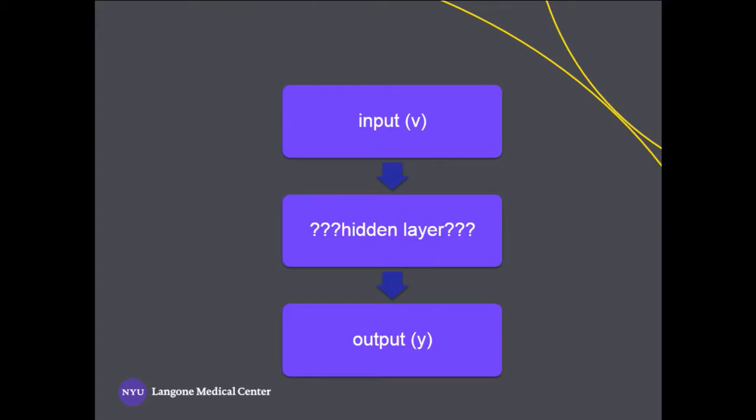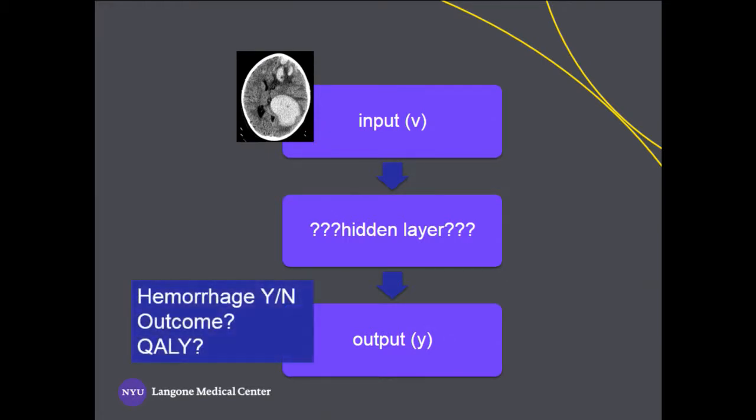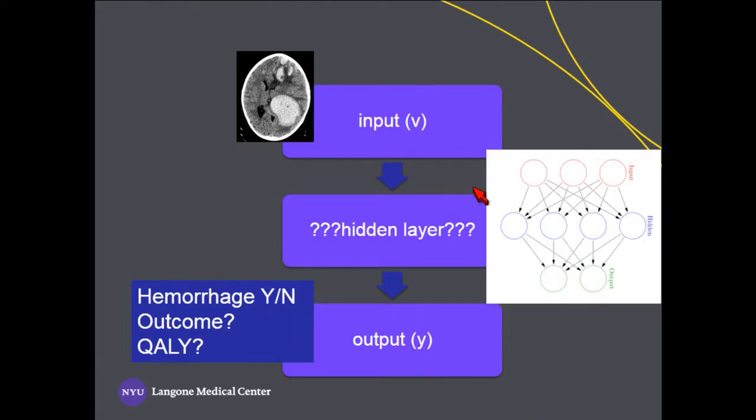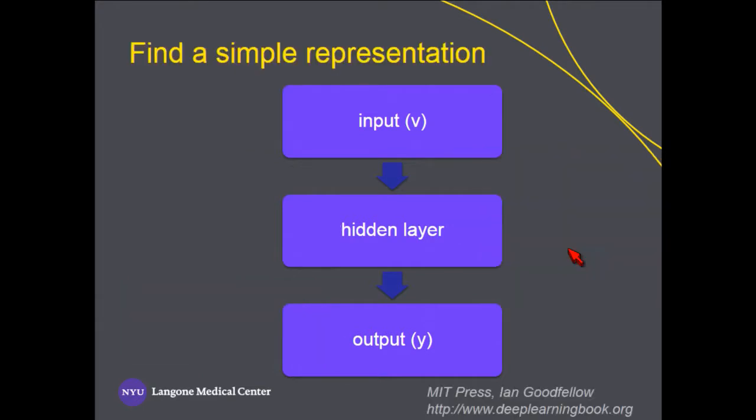Okay, so people draw these diagrams. Essentially, you've got some inputs, you have an output, and then there are these weird hidden layers, what's really in there. So in radiology, we might input an image, and the output could be many different things, and it doesn't have to be binary, like is there hemorrhage or no hemorrhage, but maybe what is the outcome of this person with hemorrhage? Could we predict the quality-adjusted life years even? And this hidden layer is not actually hidden. It is a way of trying to find a simpler representation of the original input.